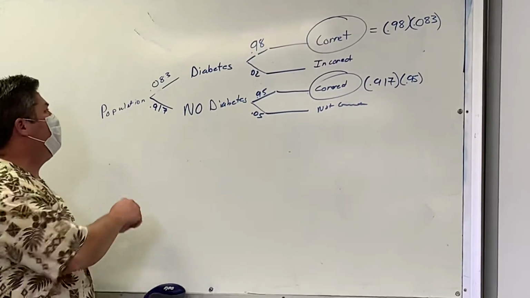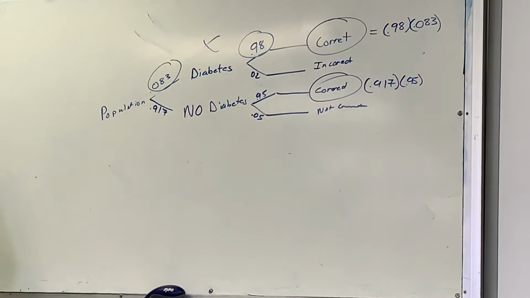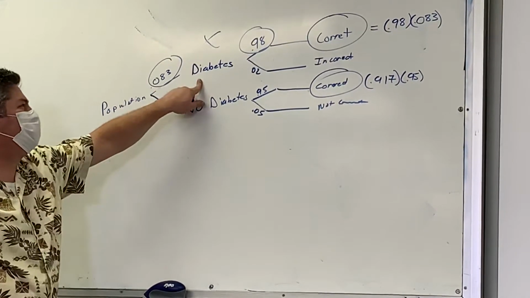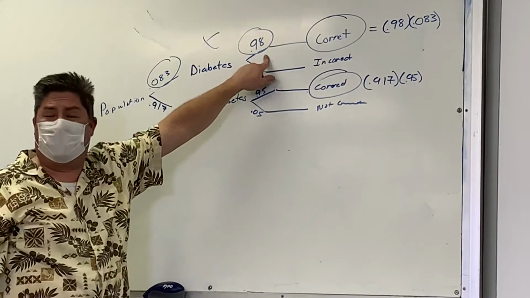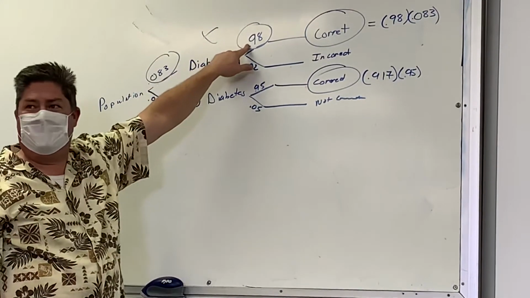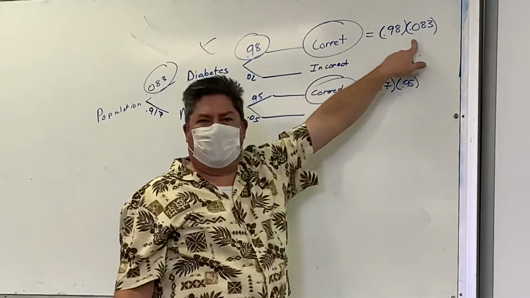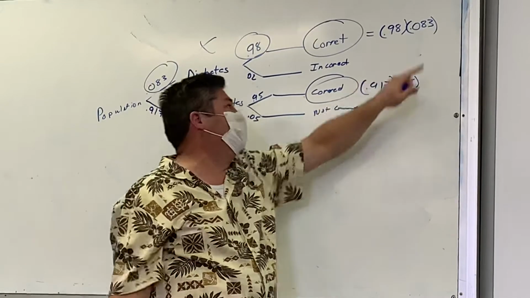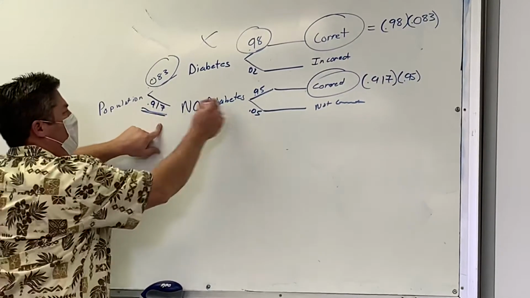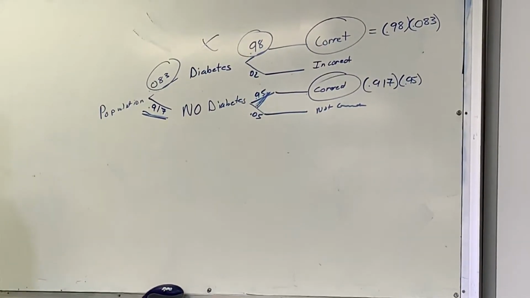Now to get here, we multiply these two values, okay, because this is an and. You're a diabetic and the test said you are a diabetic. So that's how we got this percentage out here. We're going to write it as a decimal. Same thing here. You're not a diabetic, and the test said you're not a diabetic. And we're going to see what we get there.